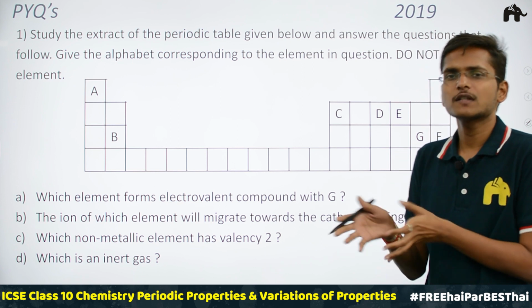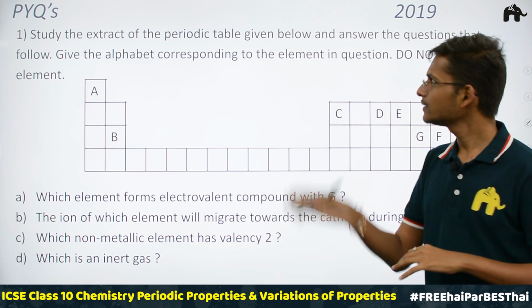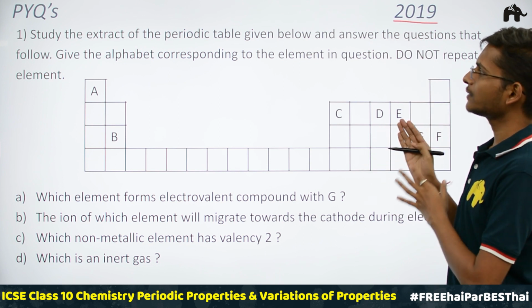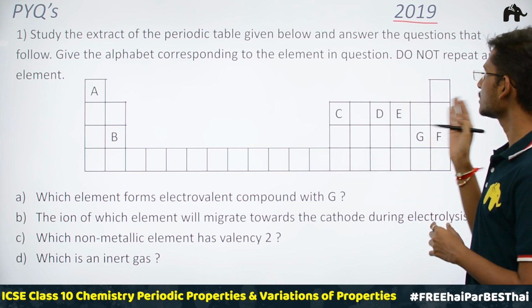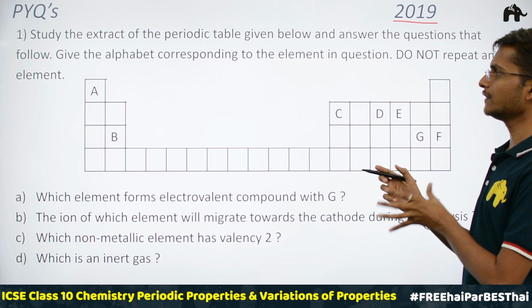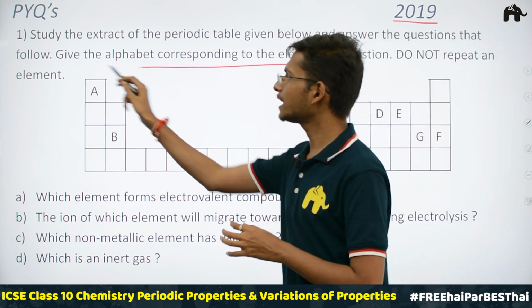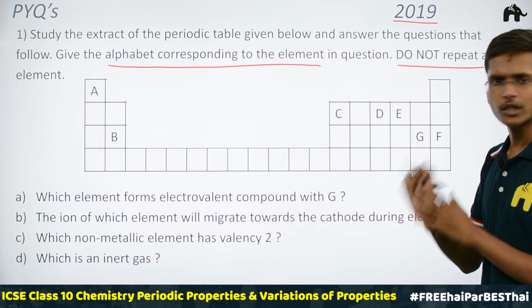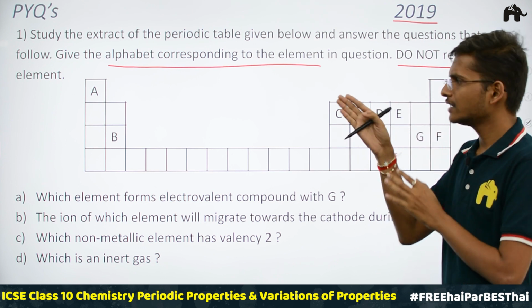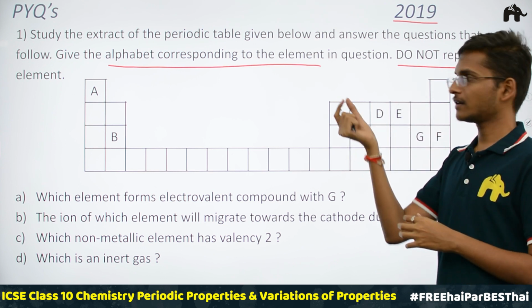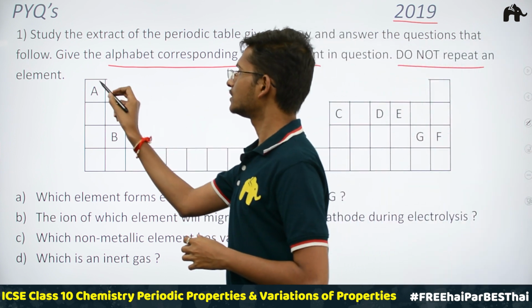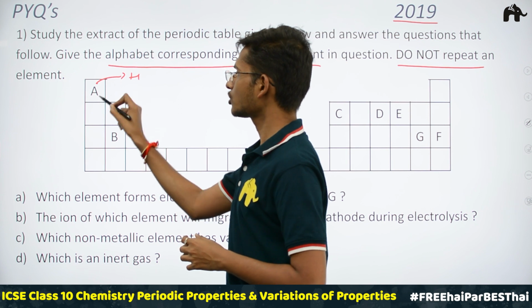Now let's solve some previous year questions which have been asked in your exam. The first one was asked in 2019. Study the extract of the periodic table given below and answer the questions that follow. Give the alphabet corresponding to the element in question. Do not repeat an element. First, let's write which element each alphabet is. A, we know the position is occupied by hydrogen.